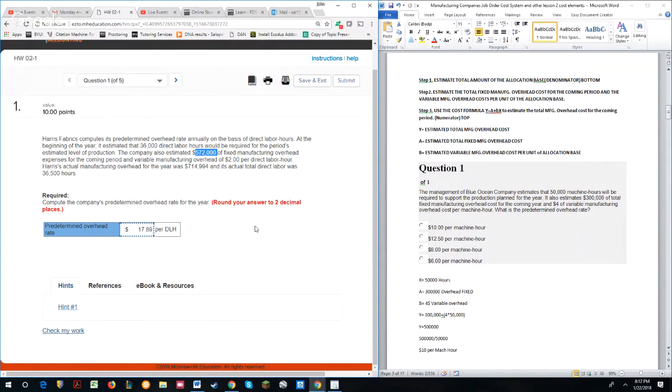Mine is almost the same. 2 times 34,000 plus 548, divided by the 34,000. Okay, so 18.11. It rounds up, right? You have to round it to the nearest second decimal, so 18.11. All right, check my work.